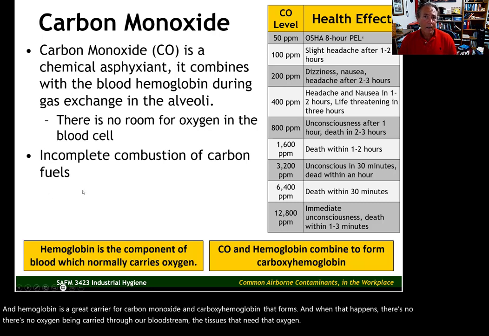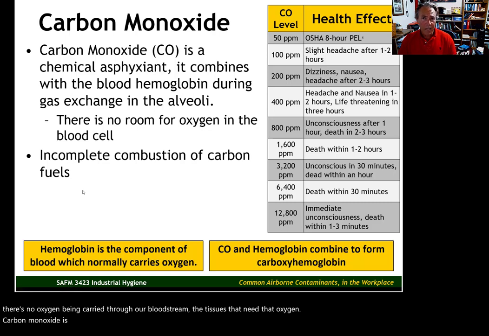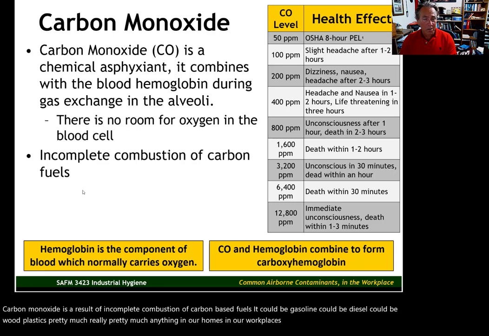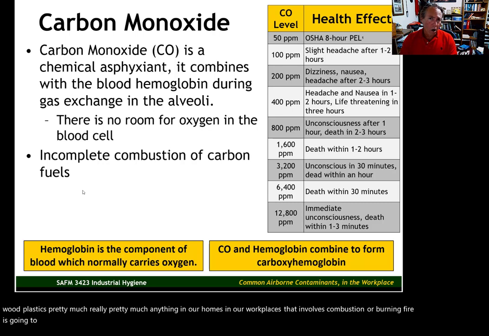Carbon monoxide is the result of incomplete combustion of carbon-based fuels. It could be gasoline, could be diesel, could be wood, plastics, pretty much anything in our homes, in our workplaces that involves combustion or burning, fire, is going to be producing carbon monoxide. That's why it's such a great idea. I think it's a necessity to have carbon monoxide detectors in the home.